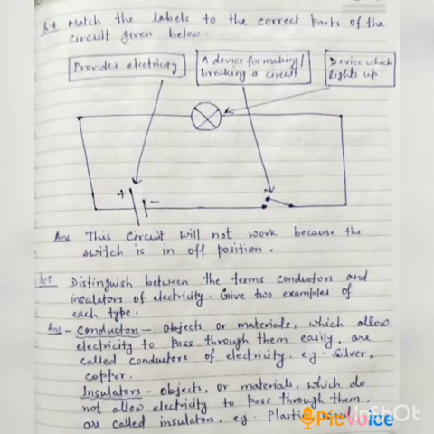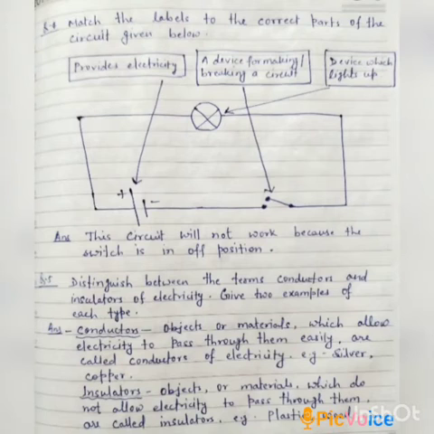Now in question number 4, match the labels to the correct parts of the circuit given. One circuit is drawn and three parts are given: provides electricity, a device for making or breaking a circuit, a device which lights up. You have to match these with the symbols. So provides electricity will be matched to battery or cell, a device for making or breaking a circuit will be matched to the switch, and a device which lights up will get matched with the bulb.